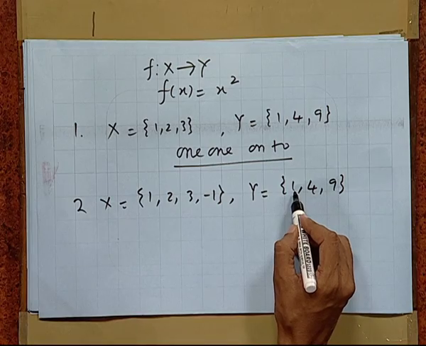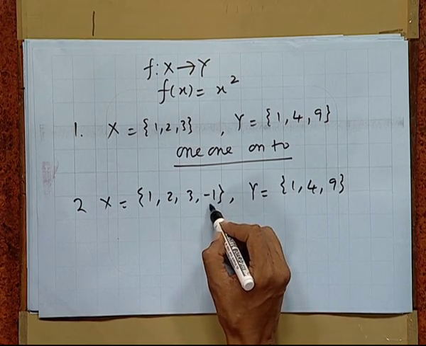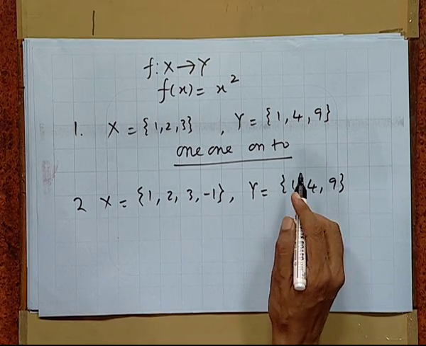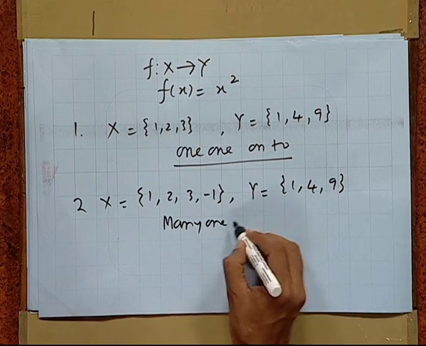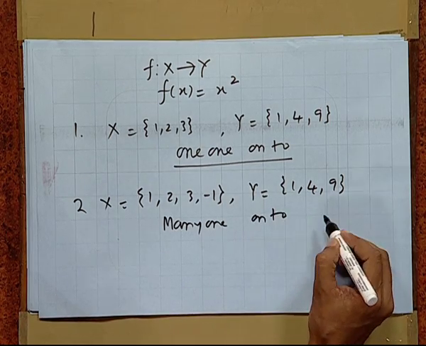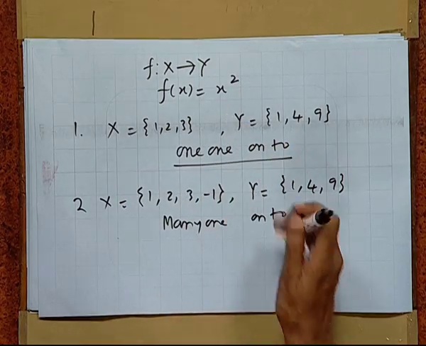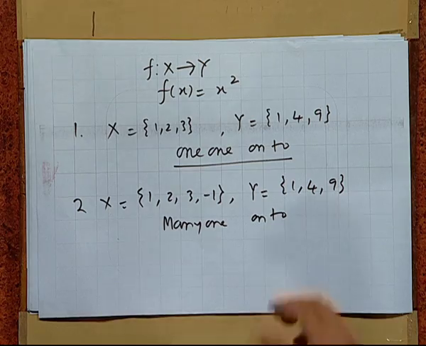How about 1-1 and many-1? 1 has image 1, also minus 1 has image 1. It means two different elements have the same image, that is, it is a case of common image. So, this is many-1 and also onto. So, look at the case: merely f(x) is x square cannot decide the nature of the function unless we know the domain and codomain.